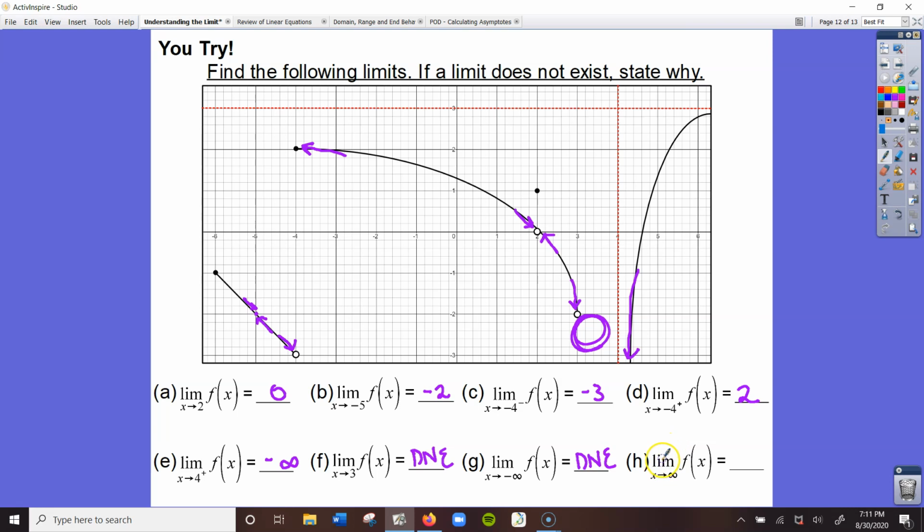And for the last one, the limit as x is approaching positive infinity, we see here that our function is leveling out at this horizontal asymptote, which is 3. And that is our introduction to limits.